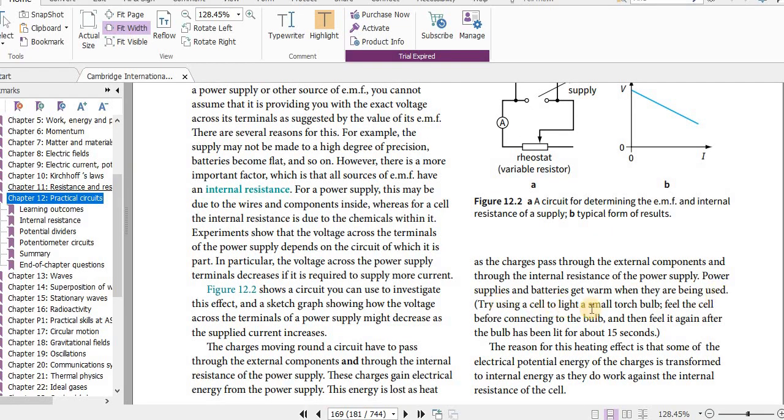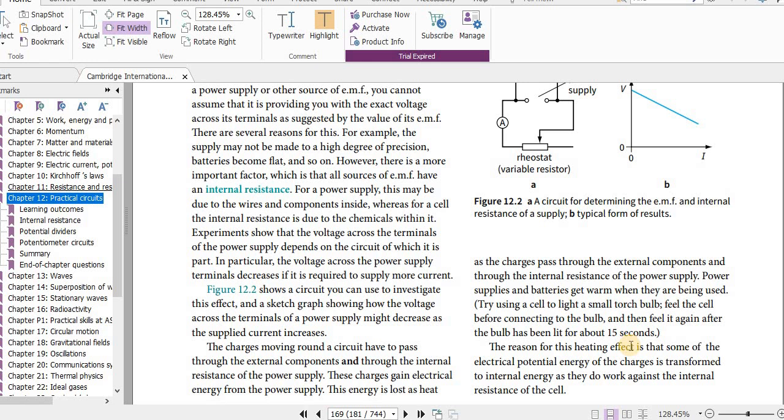Try using a cell to light a small torch bulb. Feel the cell before connecting to the bulb and then feel it again after the bulb has been lit for about 15 seconds. So inside the power supply or inside the battery itself, there is heat produced due to the resistance. When the charges pass through this, because they have resistance, it produces heat and energy is converted to other forms. This is what we are talking about over here.